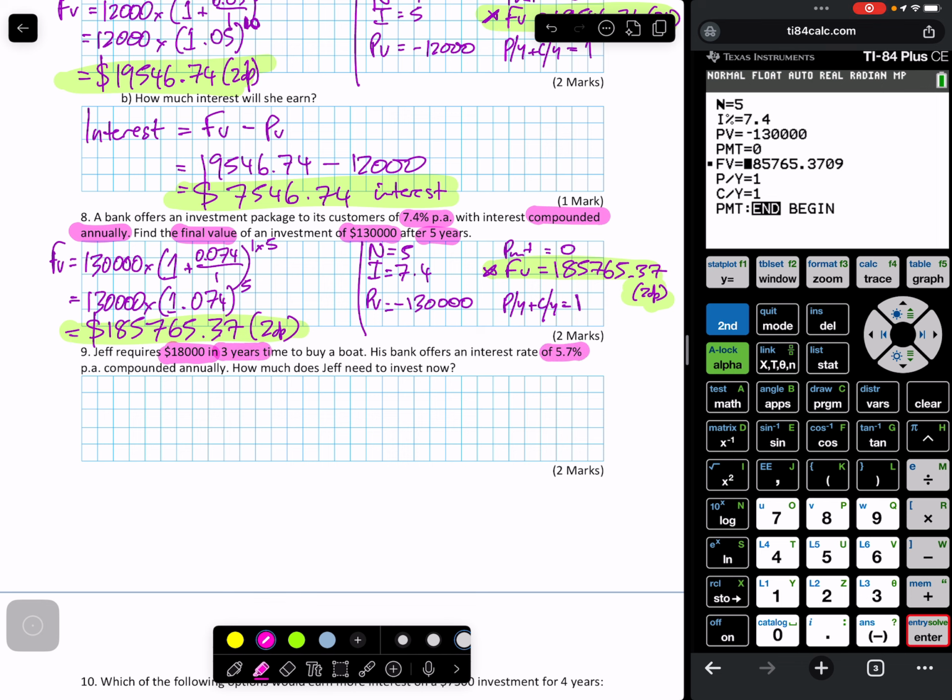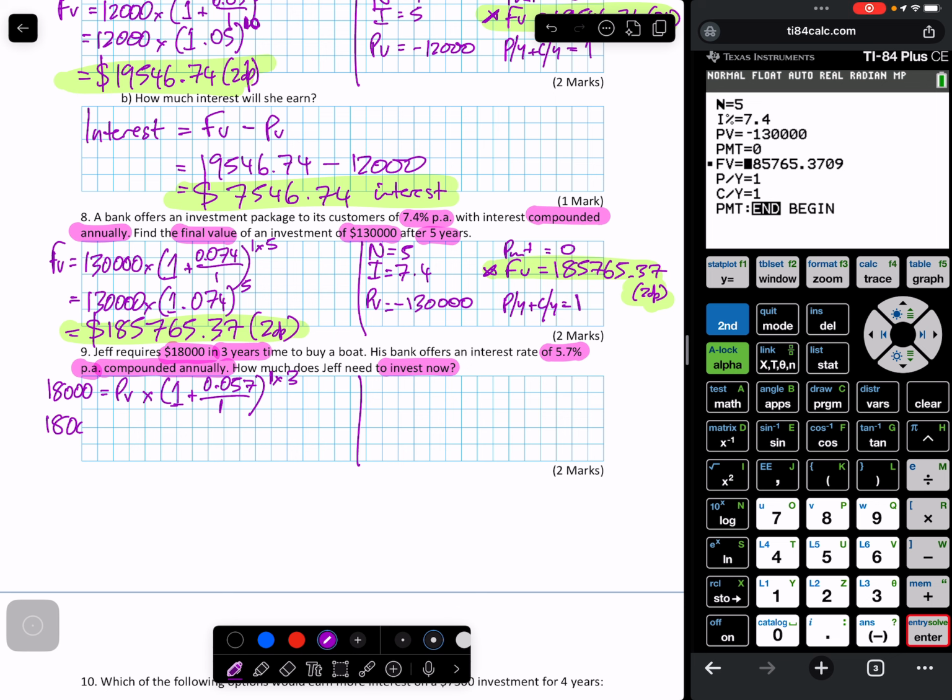Jeff requires $18,000 in 3 years' time. His bank gives him a rate of 5.7%, compounding annually. How much does he need to invest now? So you can, again, do this using the compound interest formula. He wants $18,000 later. So FV, he wants to be 18,000, is equal to PV, which we don't know, times by the compound interest formula. So we plug in everything else we know, plus 5.7 as a decimal, 0.057 over, it's compounding annually, so 1 to the power of 1 times by 3 years.